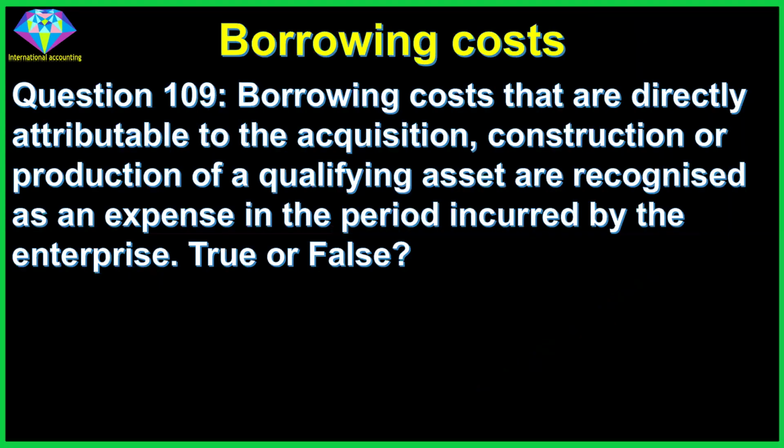Question 109. Borrowing costs that are directly attributable to the acquisition, construction or production of a qualifying asset are recognized as an expense in the period incurred by the enterprise. True or false? Answer: false.